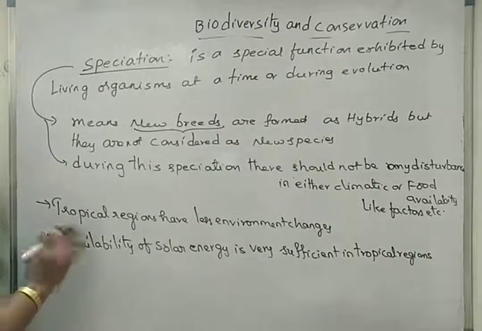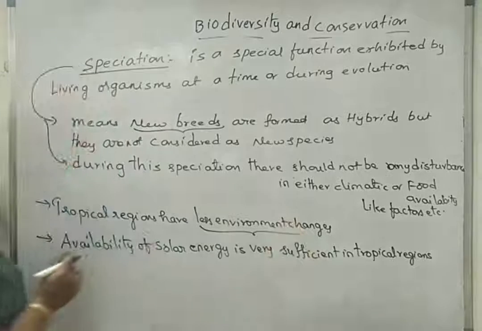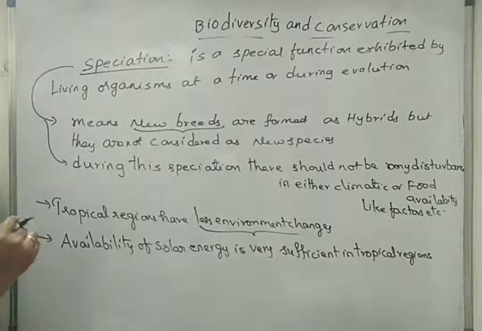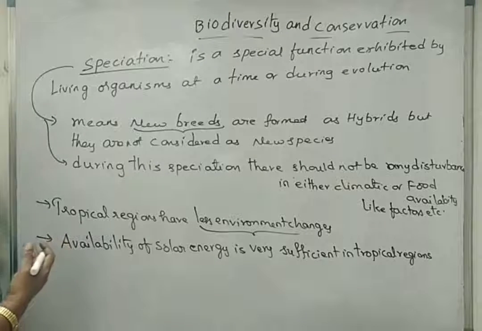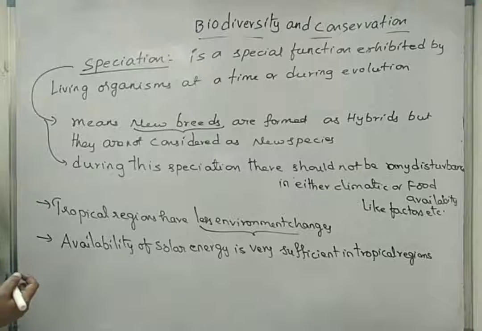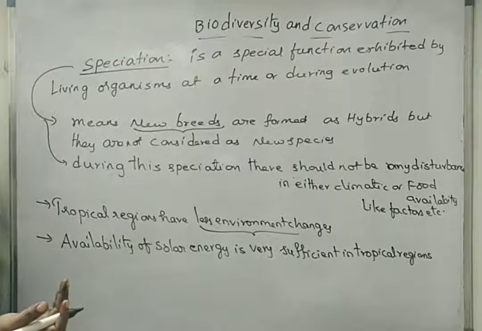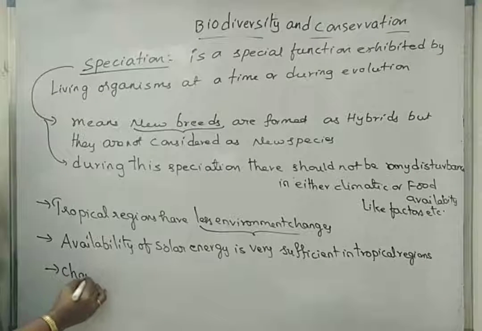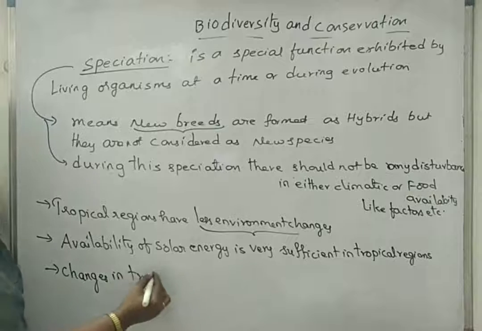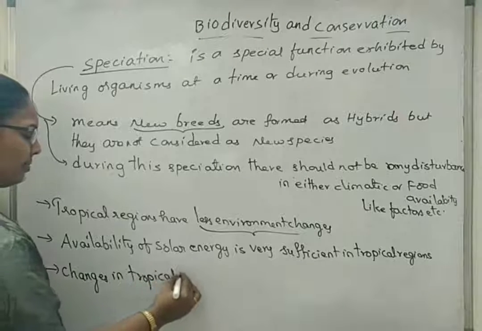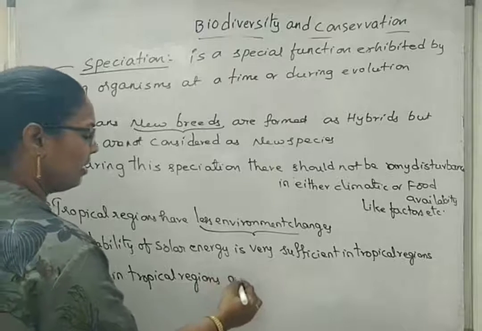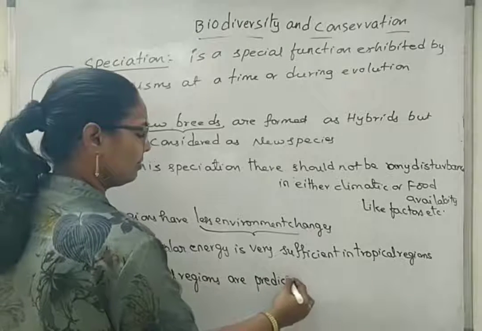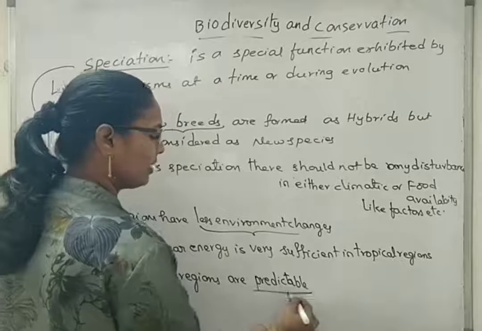Next, as we have seen here, there are less environmental changes. That one condition is responsible for being more suitable for biodiversity, means to develop new types of organisms. Since tropical regions have less environmental changes, we can predict what temperature changes can happen in the coming time period or during the days. Changes in tropical regions are predictable, in the sense, can be expected.